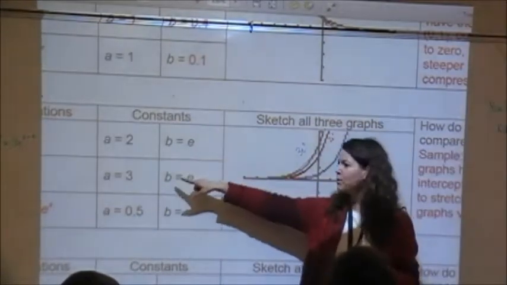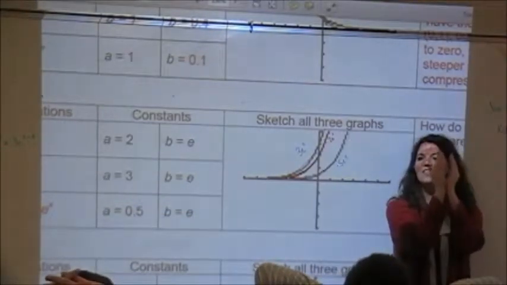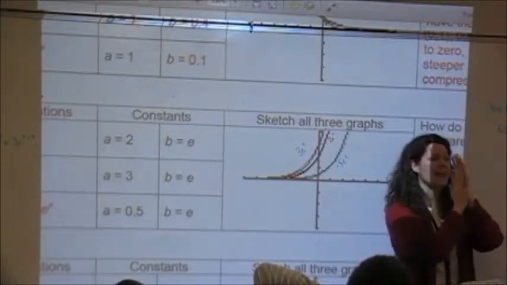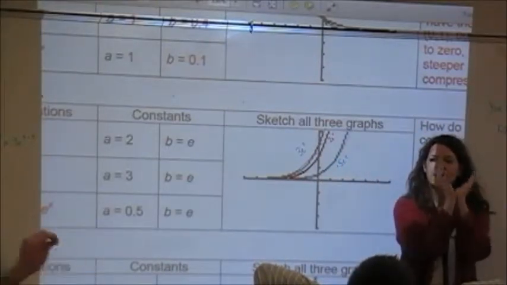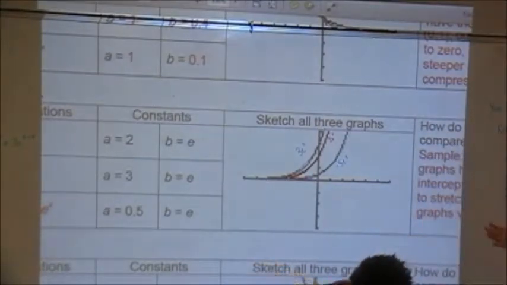What does a number bigger than 1 do? Yeah, it vertically stretches and gets steeper, which is how I knew it was this one. It's getting closer to the y-axis. It's getting pulled from the top and getting steeper. These are just transformations, just like we've done since the beginning.